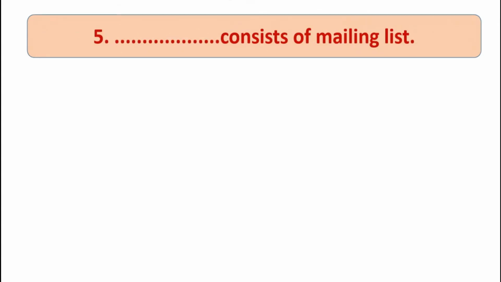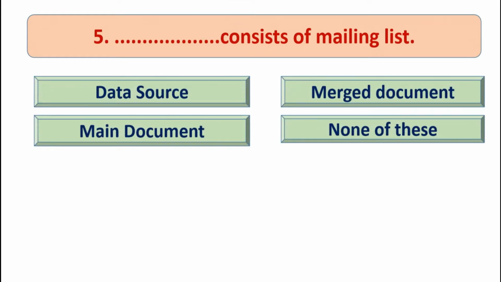Next is dash consists of mailing list. Options are data source, merged document, main document, none of these. Answer is data source. Data source contains all the addresses of recipients on which we have to send the main document.